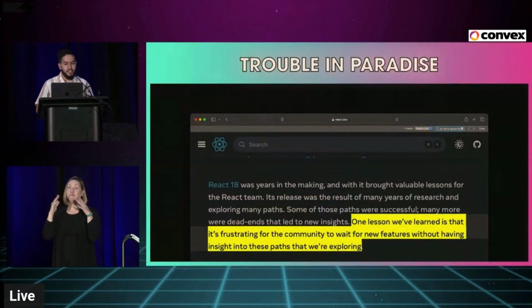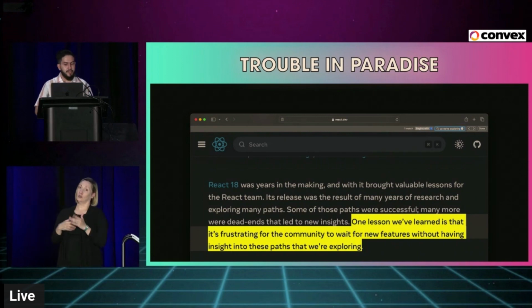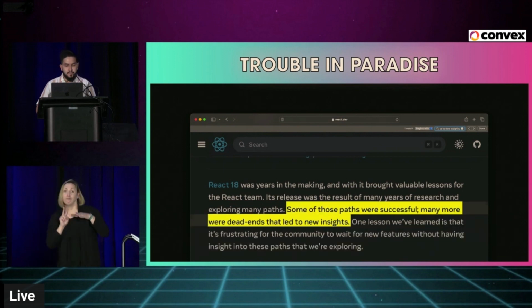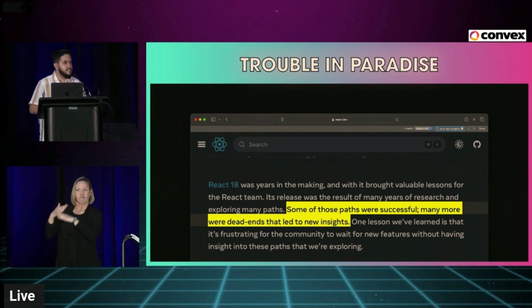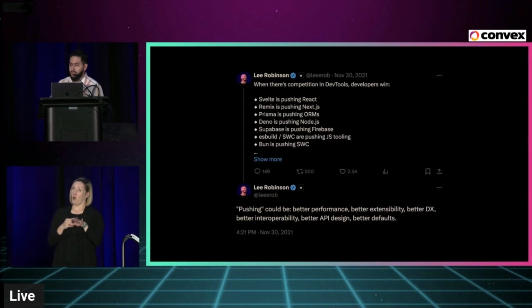So it's key that we think through what's different now. And I think that this post reflects it really well. This is a post by them in 2022, where they say that one lesson we've learned is that it's frustrating to the community to wait for new features without having insight into the paths we're exploring. And they also highlight some of these paths were successful and many more were dead ends that lead to new insights.